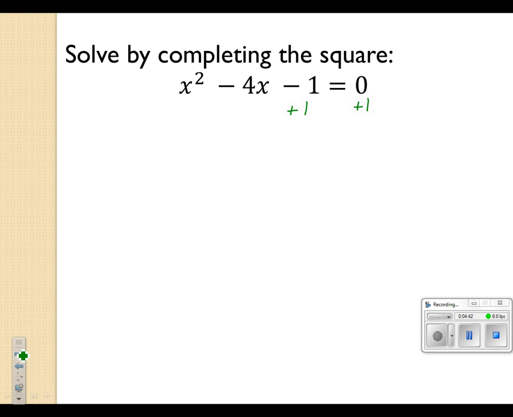So add 1 to both sides, and I leave a gap there because I'm going to be creating something in that spot that will allow me to factor the left-hand side into a perfect square factor pair. So I leave the hole there. Now, the process that you've copied down already tells us to take half of the x coefficient.